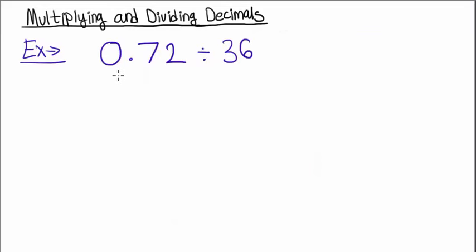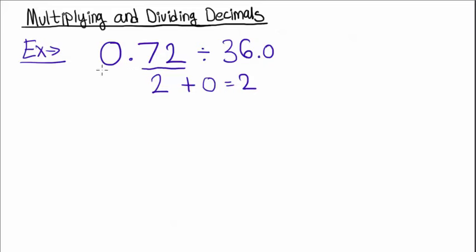The first thing that I need to do is figure out the number of numbers there will be after the decimal point in my final answer. The first term over here, 0.72, has 2 numbers, but the term 36, the second term in this problem, does not have any number after the decimal point. So it pretty much has 0 numbers after the decimal point. So 2 plus 0 is 2. So my final answer will have 2 numbers after the decimal point.